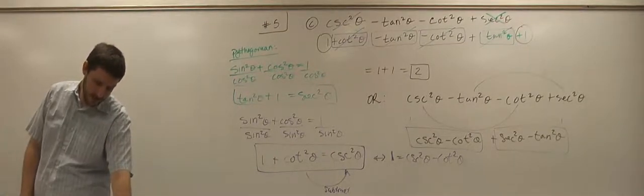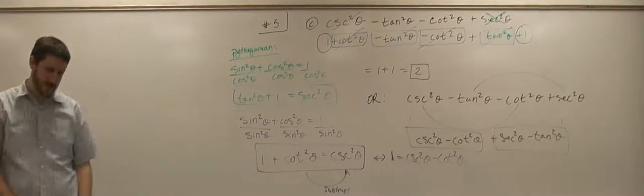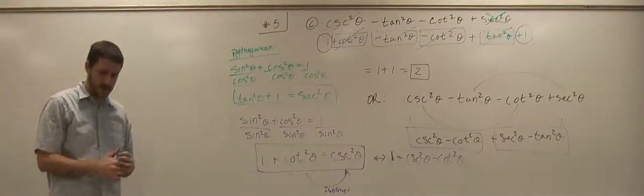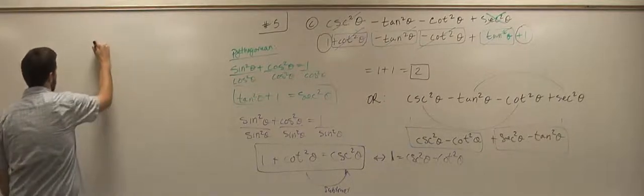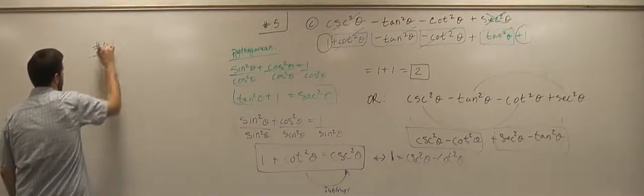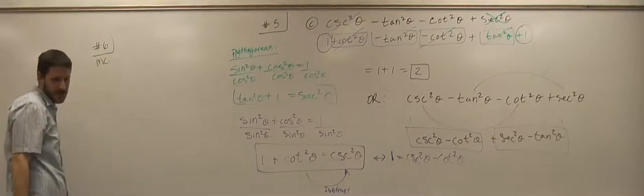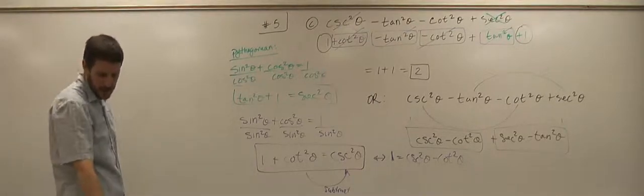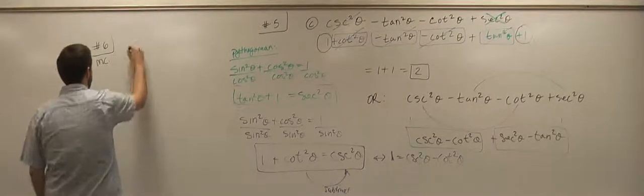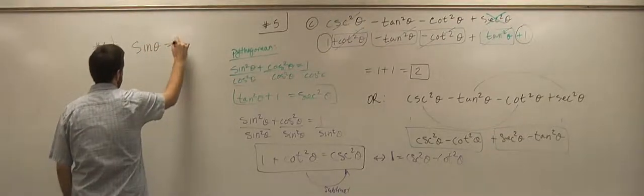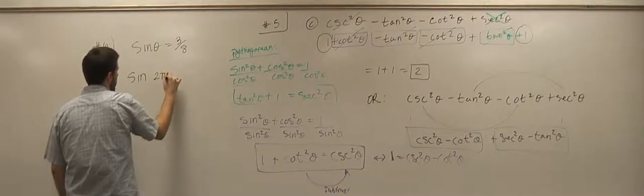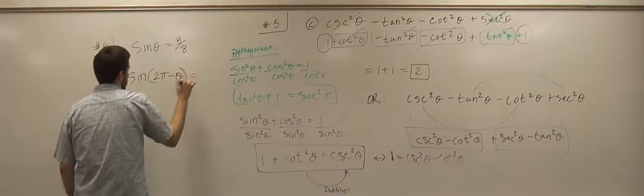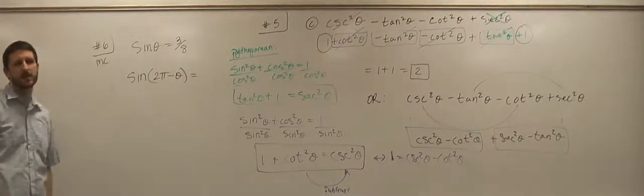Number 6 in the one physics: use the given value and properties of trig functions to find sine of 2 pi minus theta. So depending on your test, it's changed a little bit, but on this test I'm looking at, I have sine theta equals 3/8, and I wanted you to tell me what sine of 2 pi minus theta equals. How do you do this and why?